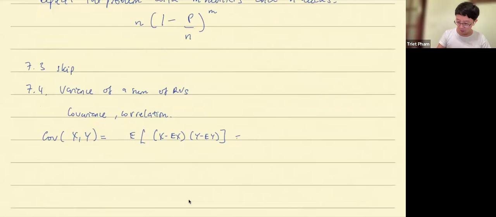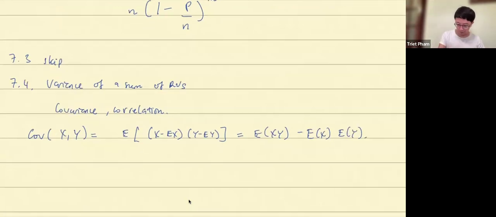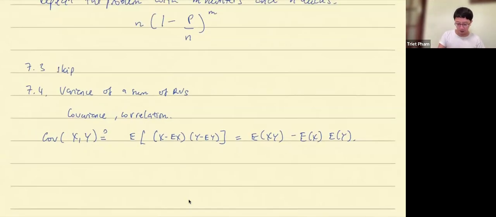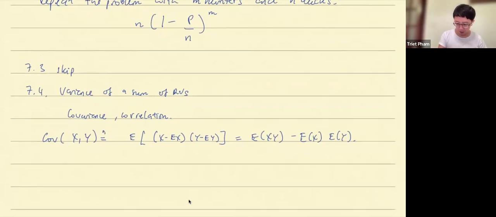Which you see, if you expand it, will be expectation of X times Y minus expectation of X times expectation of Y. So that's covariance for you. It's just a definition. And again, I don't think there's a Pearson covariance, but there's a Pearson correlation. So it's basically related to linear regression and all that stuff.